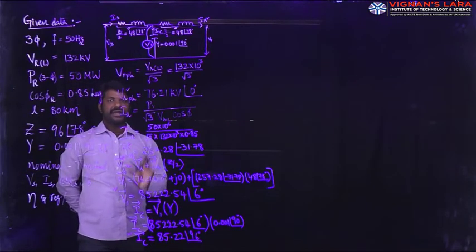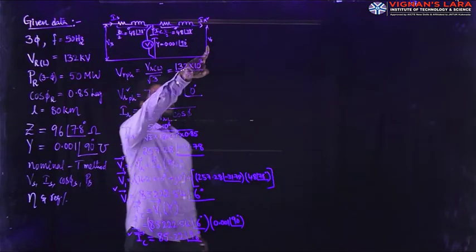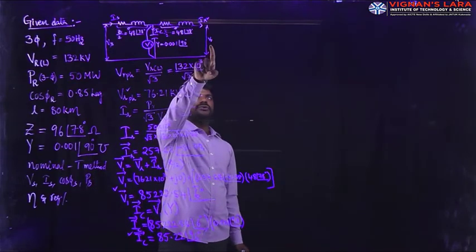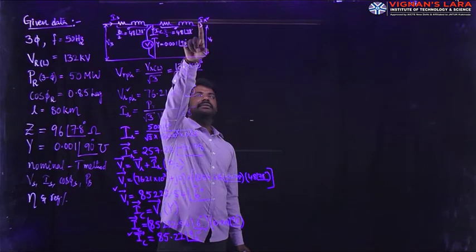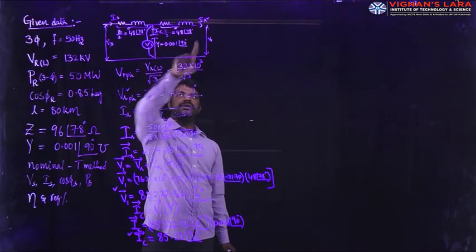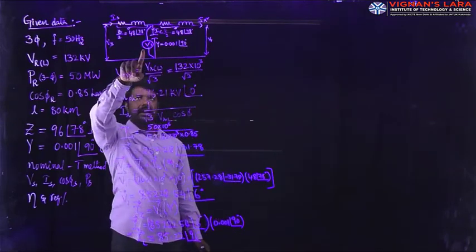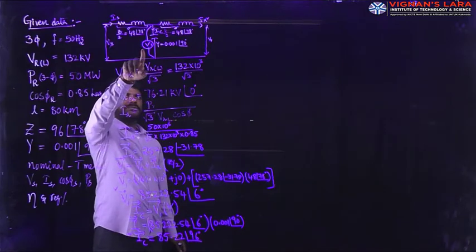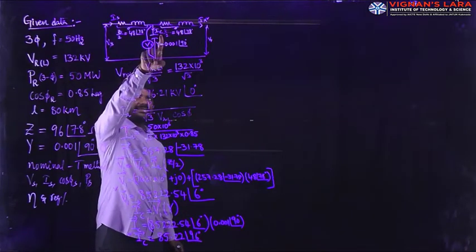So far what we have done: we converted the given line value of the VR to phase value and calculated IR. The next step, we applied the KVL to get the value of V1. After getting this V1, as per Ohm's law, I calculated IC.